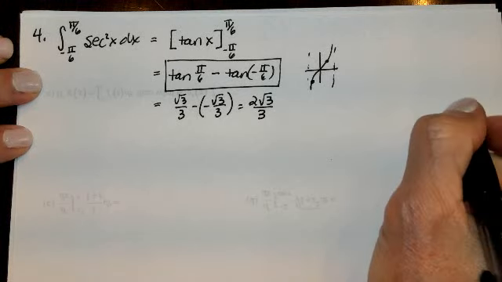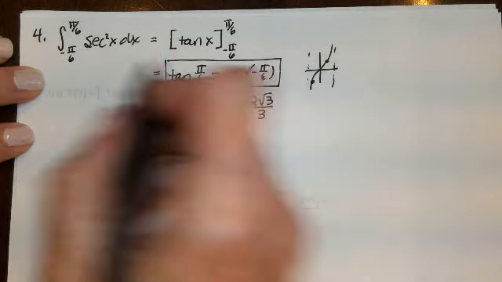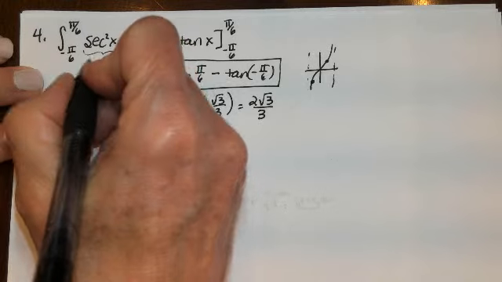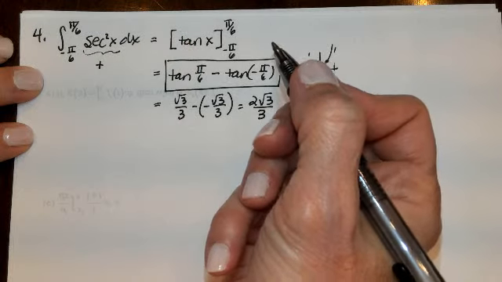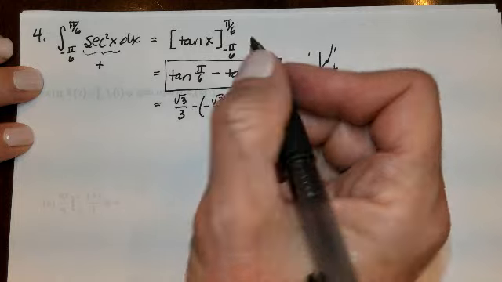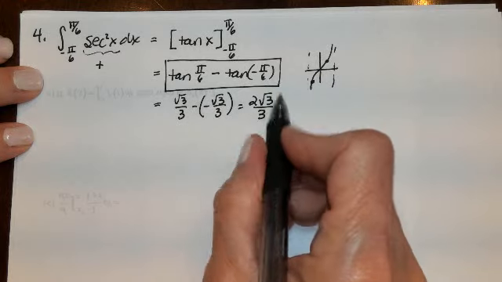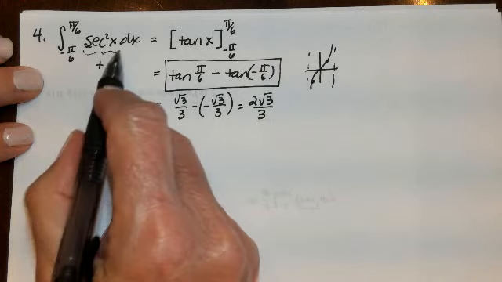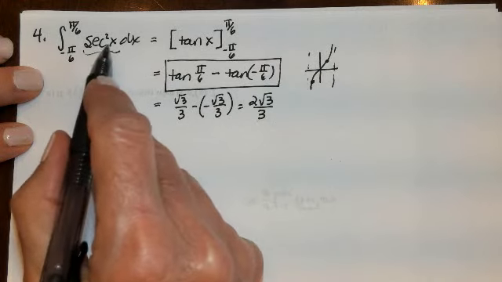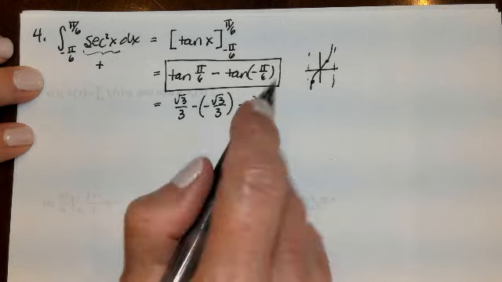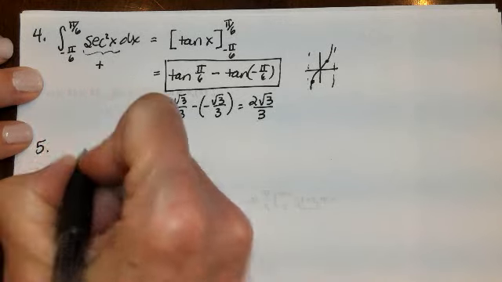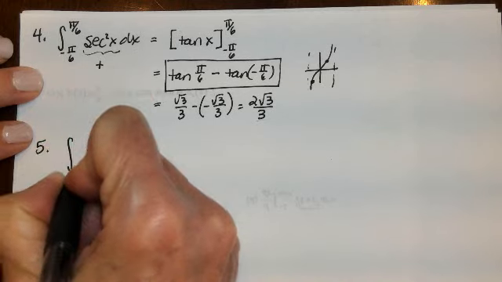Okay? Secant squared is always positive. It's something squared, right? Secant squared is always positive. So it makes sense that our answer would be positive because the curve secant squared is always above the x-axis. So the area underneath it will be positive. Okay, number 5. Let's do another trig.